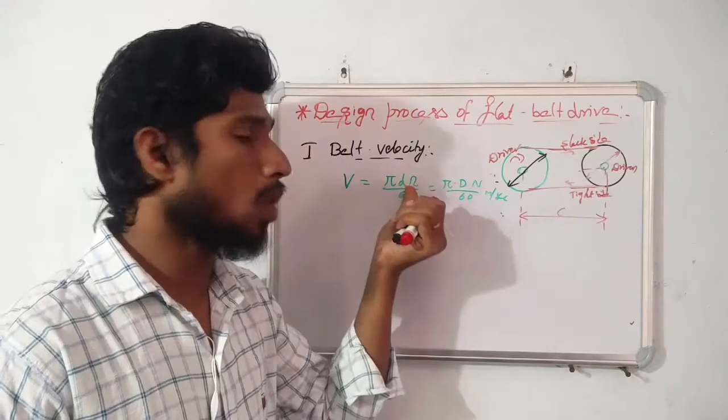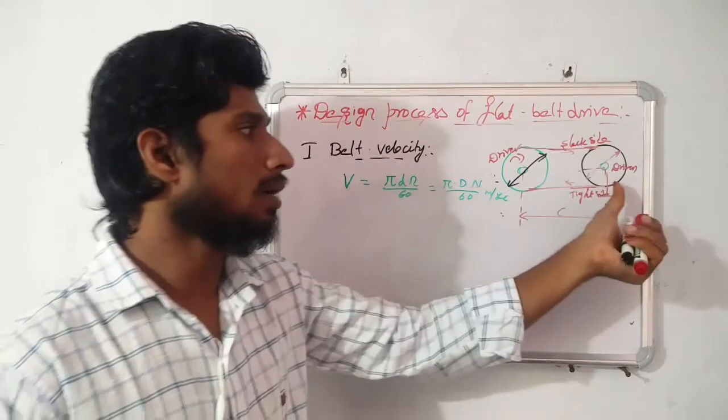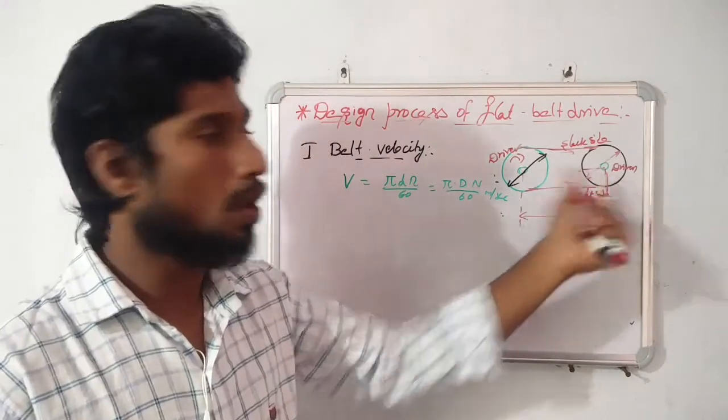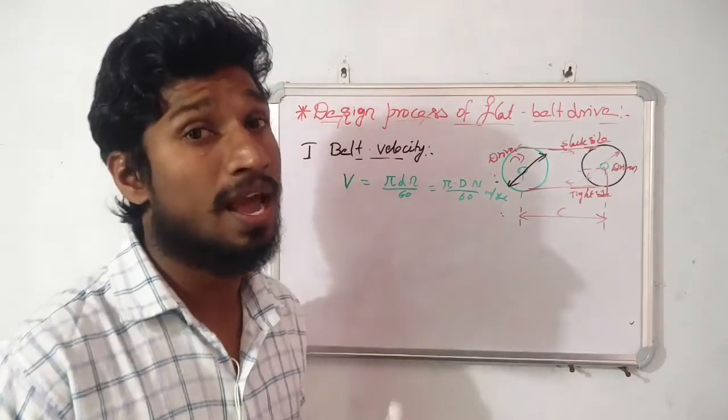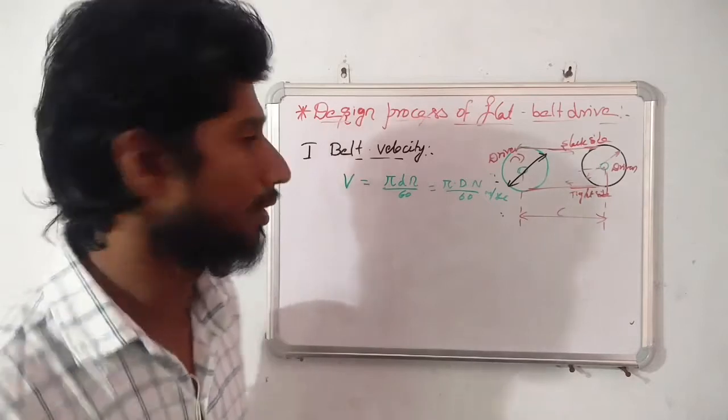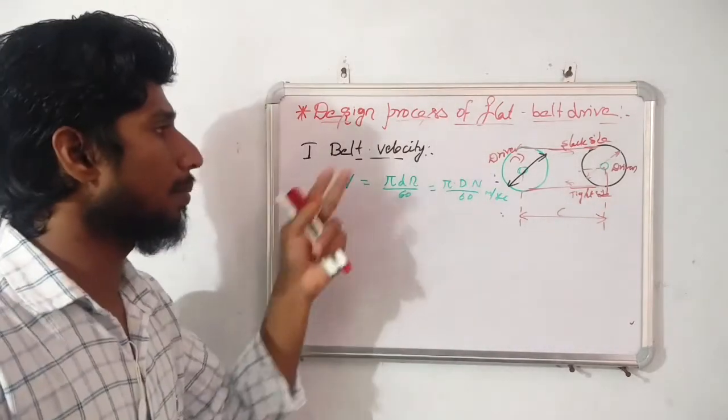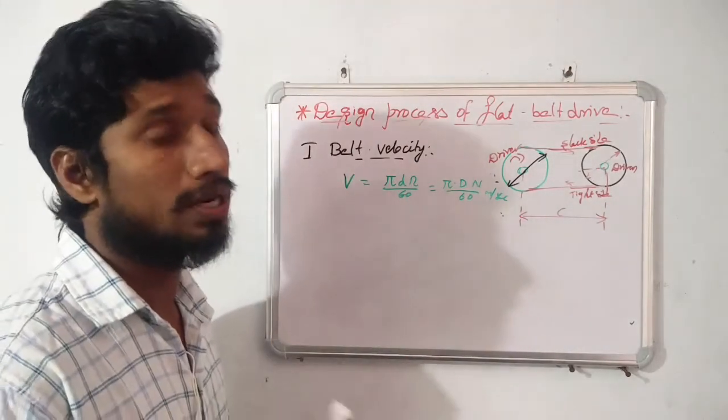Here small d and small n indicate the diameter and speed of the smaller pulley, and capital D and capital N indicate the diameter and speed of the bigger pulley. So with the help of these two parameters, it is easy to find out the belt velocity.